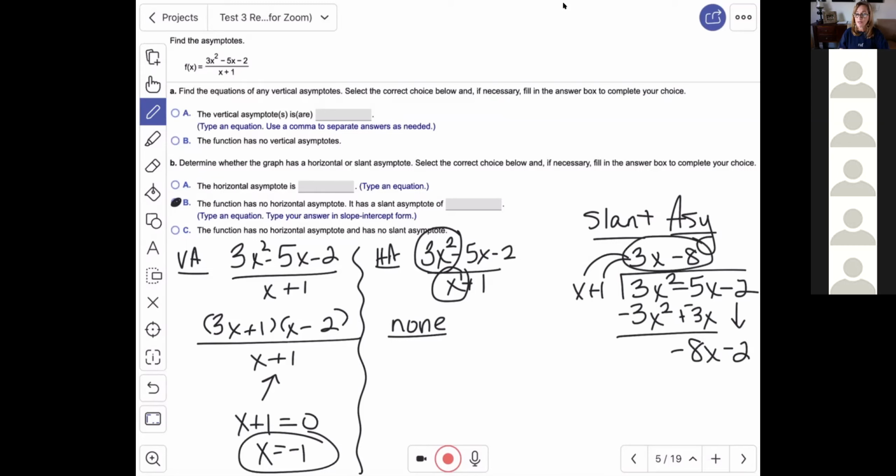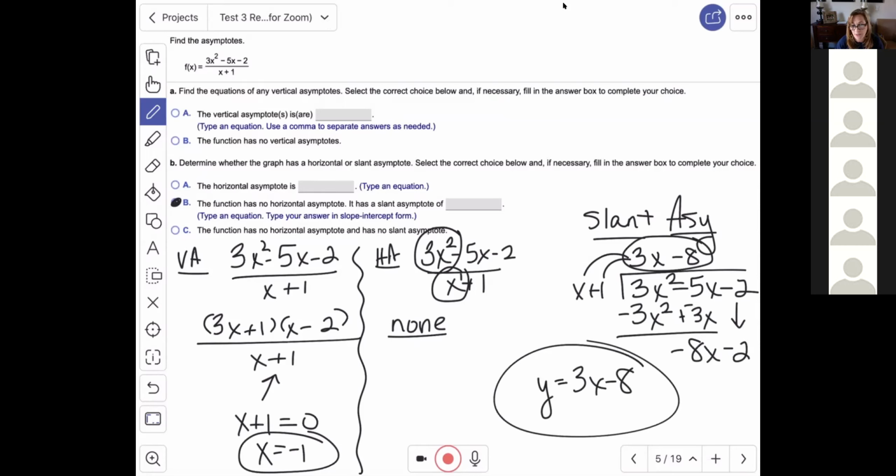That's my answer. If you want to finish working it out to get the remainder, that's perfectly fine, but the slant asymptote has nothing to do with the remainder. It's only the quotient. Whether we get a remainder or whatever, that doesn't matter. So you really could stop here. Your slant asymptote is y equals 3x minus 8, which is a line. It's a slanted line because it has a slope of 3. And that's it. Question? That makes sense?